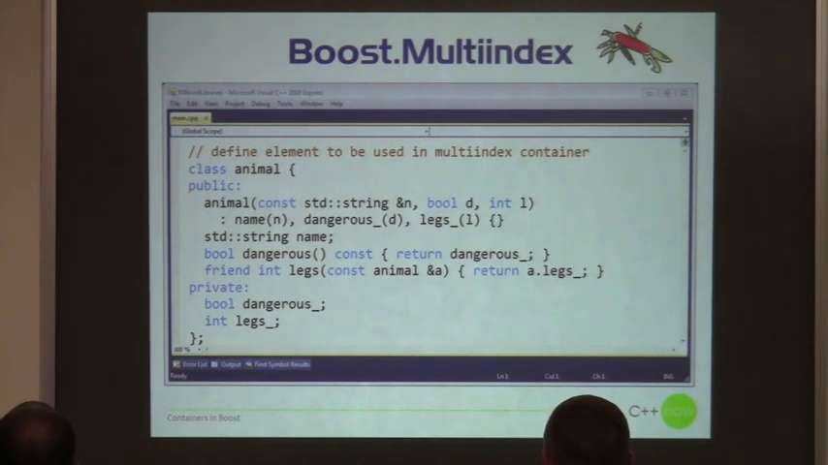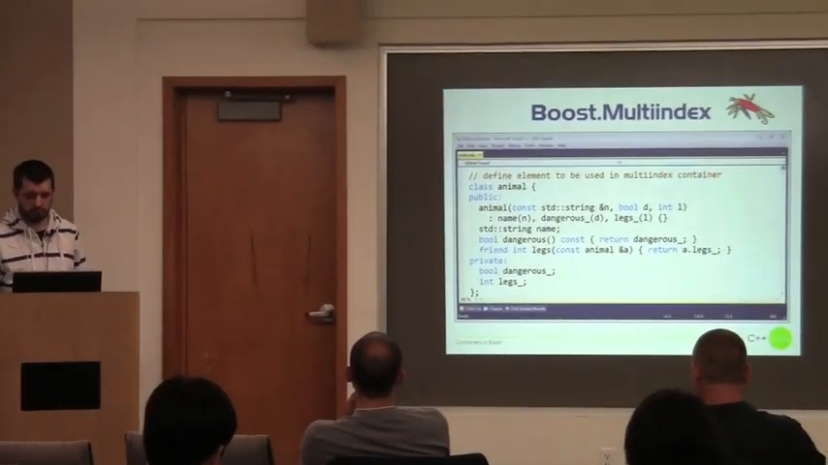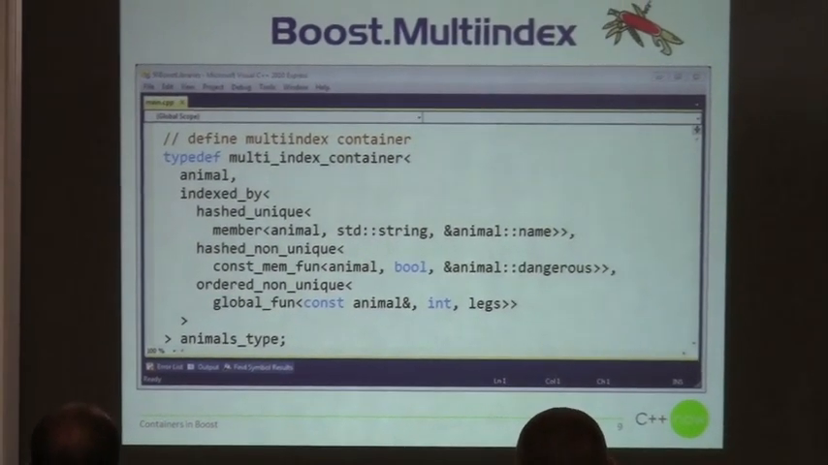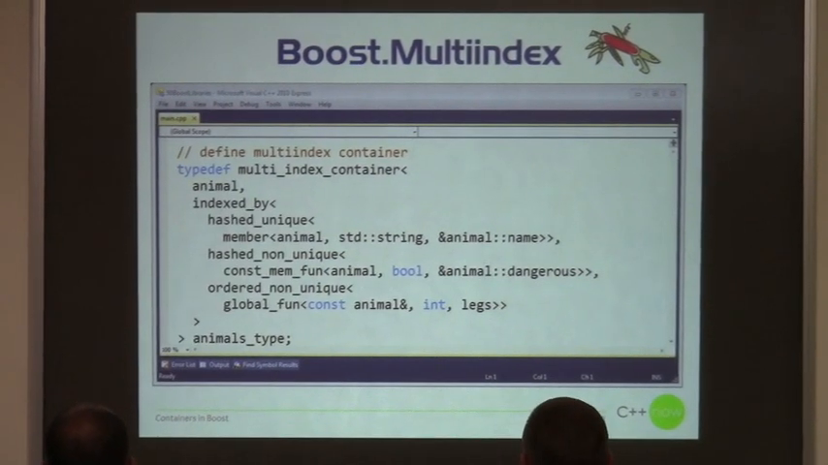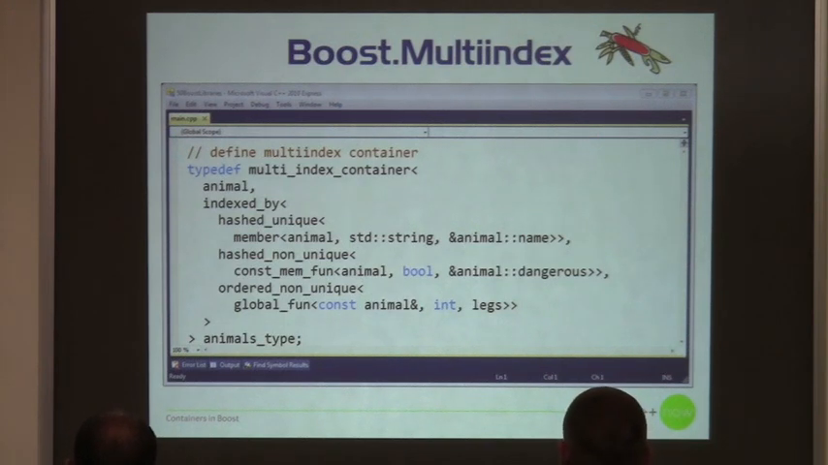Now I want to use this animal class in a multi-index container to look up animals by name, by the number of legs, and also whether they are dangerous or not. The first thing I have to do when I use the library Boost multi-index is define a type first. I have to define my own container. So it's not that there's a class which you can instantiate directly. Instead, we have now defined our own container for our animals. And we have to do this because we have to decide at this point what kind of interfaces we need in the end. Do we need to look at this container as being a list? Do we want this container looking like a set? At this point, we define how our multi-index container looks like.